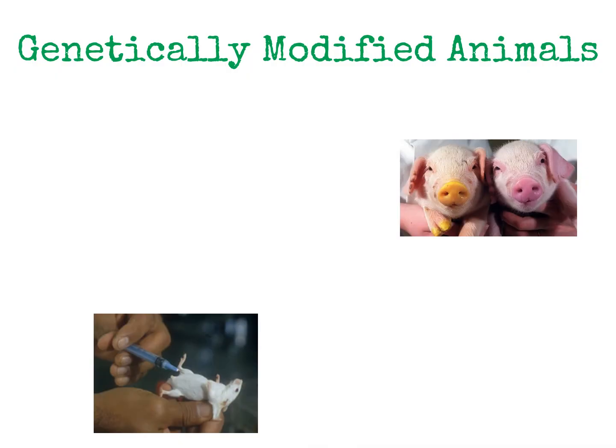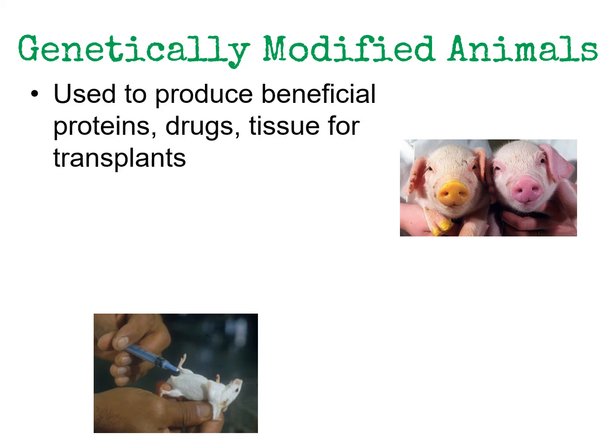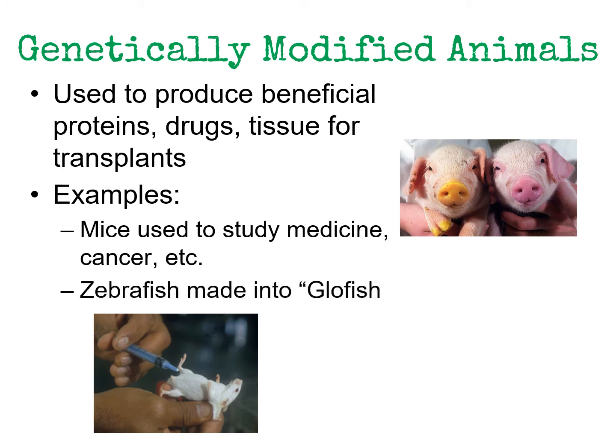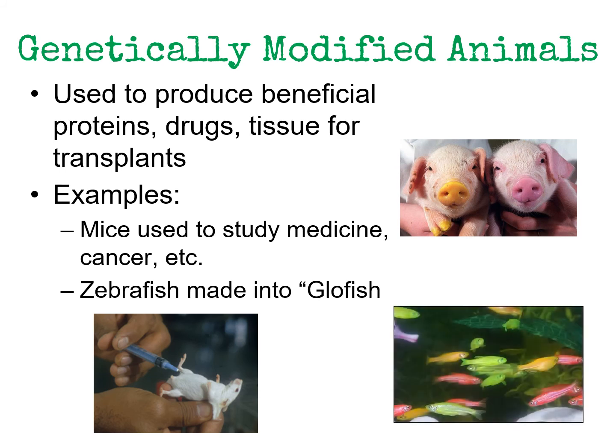Genetically modified animals. Used to produce beneficial proteins, drugs, and tissue for transplants. Some examples include mice, used to study medicine, cancer, and more. Zebrafish, made into glowfish, are able to actually glow in the dark.